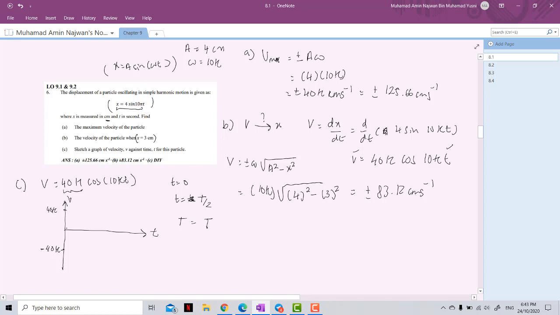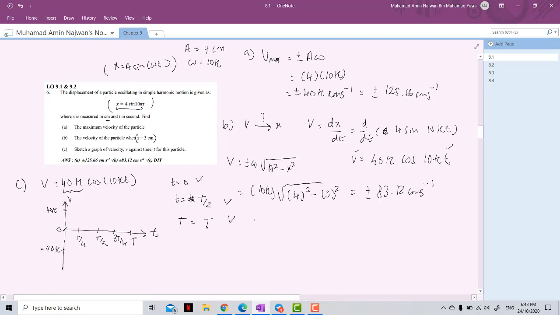Sebenarnya ada 4 yang saya ajar korang. Dia start dengan kosong, pertengahan dia adalah t per 2, and finally will be up to t. Pertengahan sini adalah t per 4 and sini adalah 3t per 4. Okay, however nak senang, you only need to focus on 3 ni je.